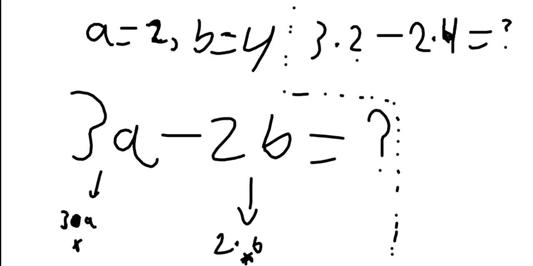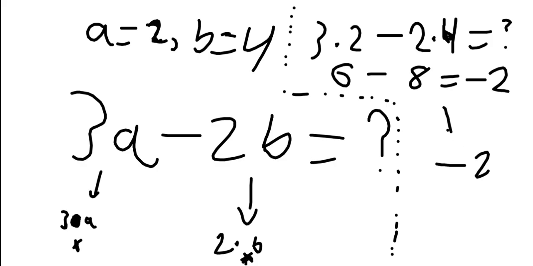From here we would always do multiplication first because of PEMDAS, probably what you learned in school: parentheses and exponents, then multiplication and division from left to right, and addition and subtraction from left to right. So 3 times 2 is 6, and 2 times 4 is 8, and then we subtract these two values, which becomes negative 2. So the answer to this question is negative 2.